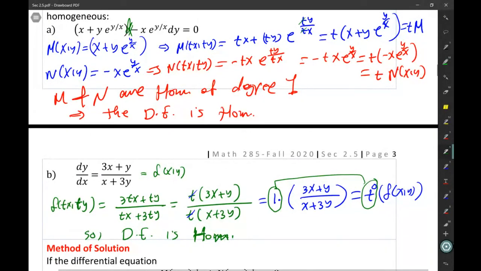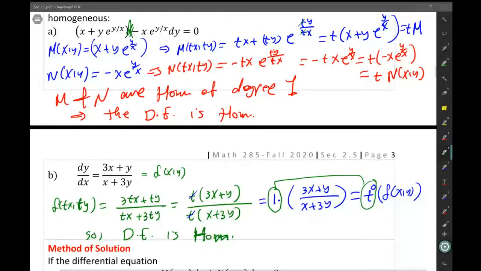Is it clear here? Any question here? Yes. Degree 0, is the degree the power of t? How much is t to the power 0? It is power 0, so it is degree 0.